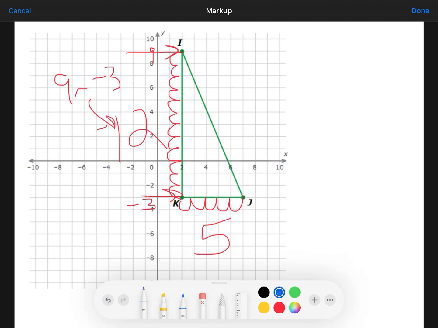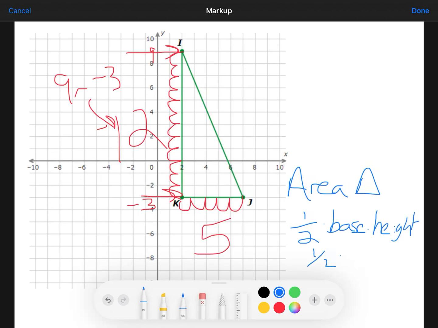All right, area is really easy. The formula for area of a triangle, which you guys did on IXL, is 1/2 base times height. So 1/2 times 5 times 12, whatever way you do to solve that, you get 30. And it's 30 square units.